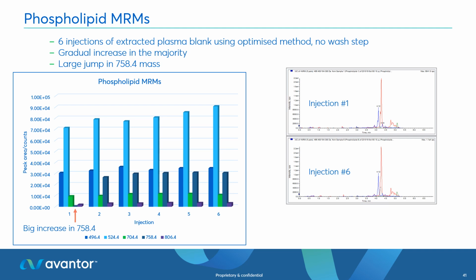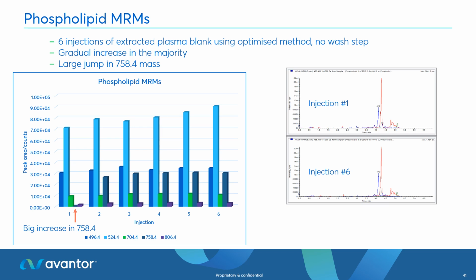What we've done here is that we've taken 6 blank plasmas and taken them through the extraction process. As I say, we haven't done anything on the wash till now, and then we've looked at what happens for the phospholipids. So on the first injection, we can clearly see that we've got an abundance of phospholipids coming through, albeit with the higher molecular masses, they seem to have potentially been removed.